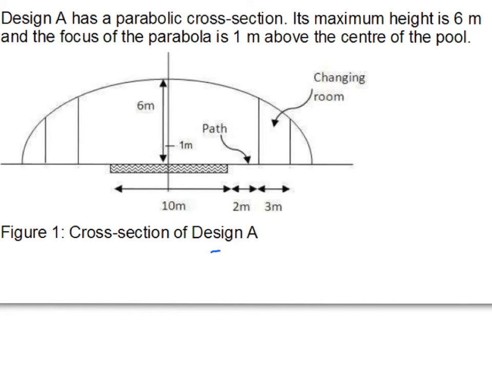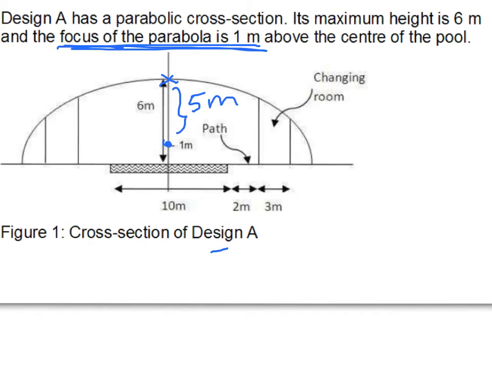So this is the model that you're given. Let's just take a look at that. It's got a parabolic cross section, and its maximum height is 6 metres, and the focus of the parabola is 1 metre above the centre of the pool. Okay, this information about the focus is crucial because if you watched the parabolas video, you'll remember that all we need to figure out the equation of a parabola is the focal length. So in here, here's my focus, and here's my vertex. So that focal length is 5 metres, and that's all we need to start modelling this situation.